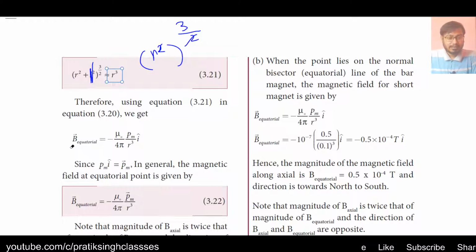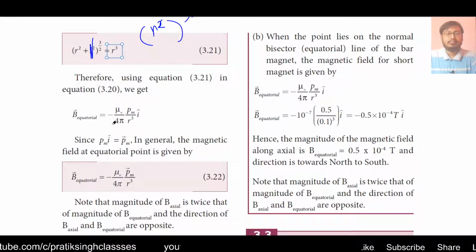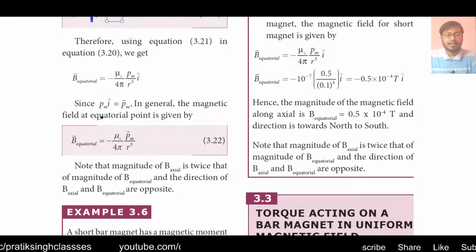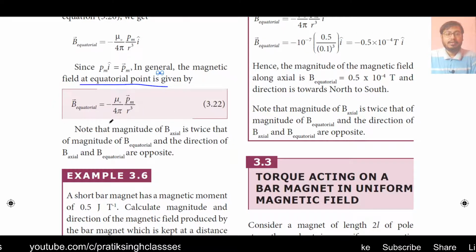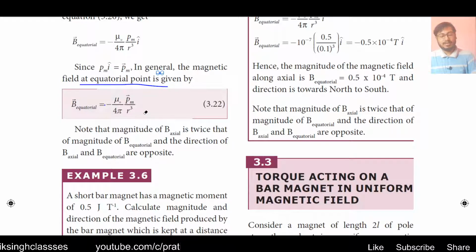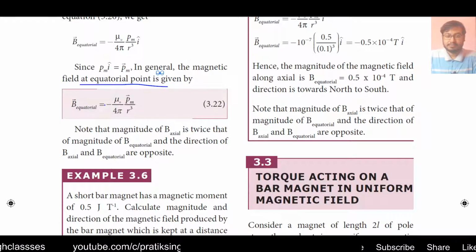Magnetic field at equatorial point is equal to minus mu naught by 4 pi into Pm by r cube into I cap. Since Pm I cap is equal to Pm, in general the magnetic field at equatorial point is given by minus mu naught by 4 pi into Pm by r cube. Here the minus sign indicates that its direction is opposite to the x-axis, that is, the negative x-axis direction.